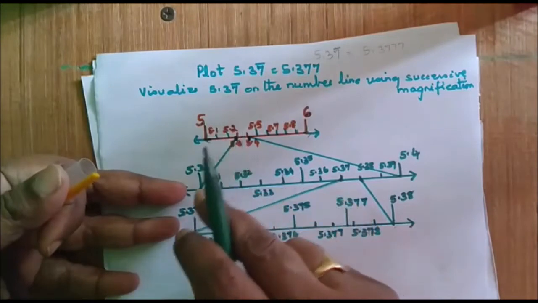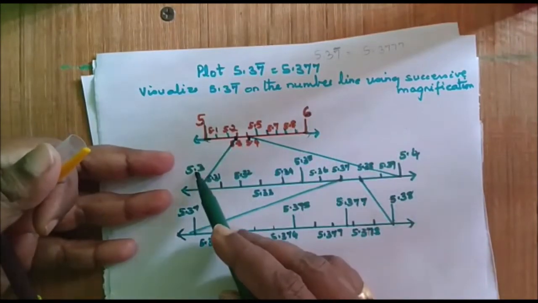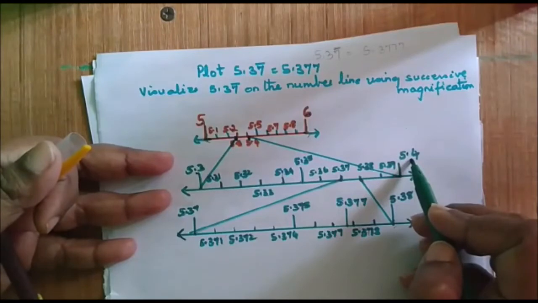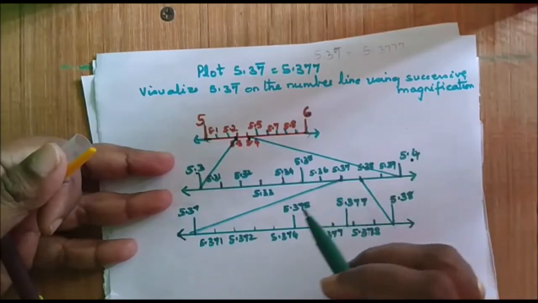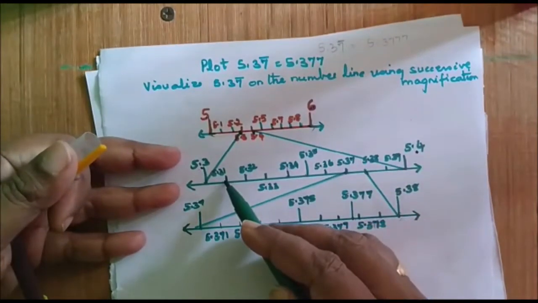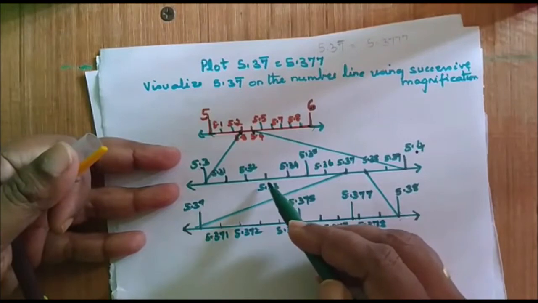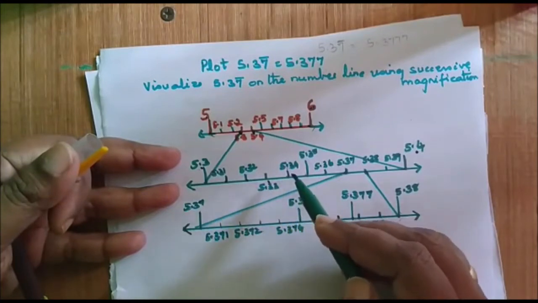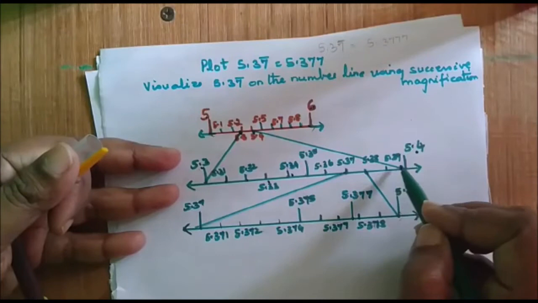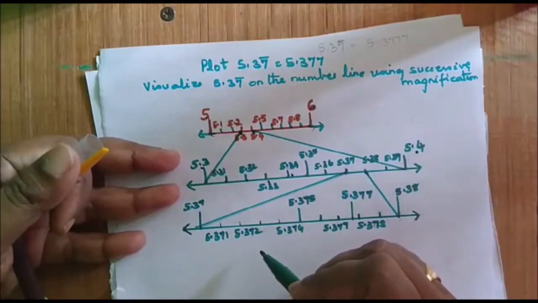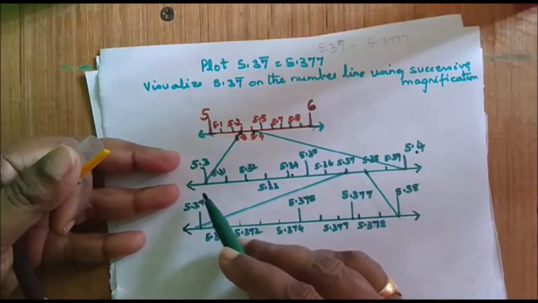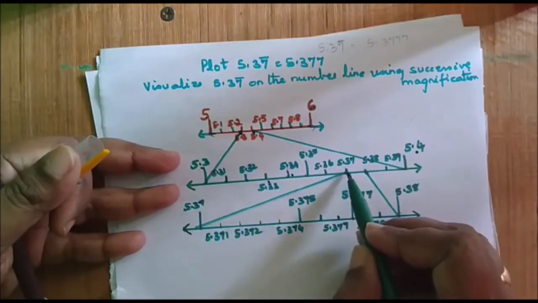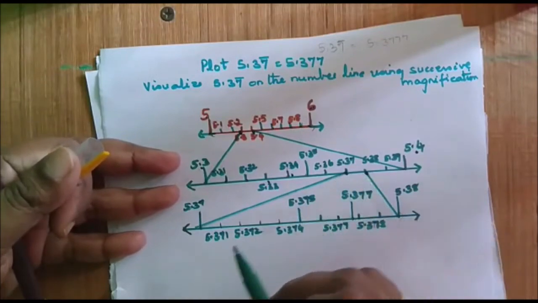Now we will magnify this 5.3 and 5.4. This is how I write, and I will make 10 subdivisions between 5.3 and 5.4. So that will be 5.31, 5.32, 5.33, 5.34, and so on till 5.39 and 5.4. I hope you get it. I have made 10 subdivisions. Now in this, the 5.37 lies between 5.37 and 5.38. I hope you get it.